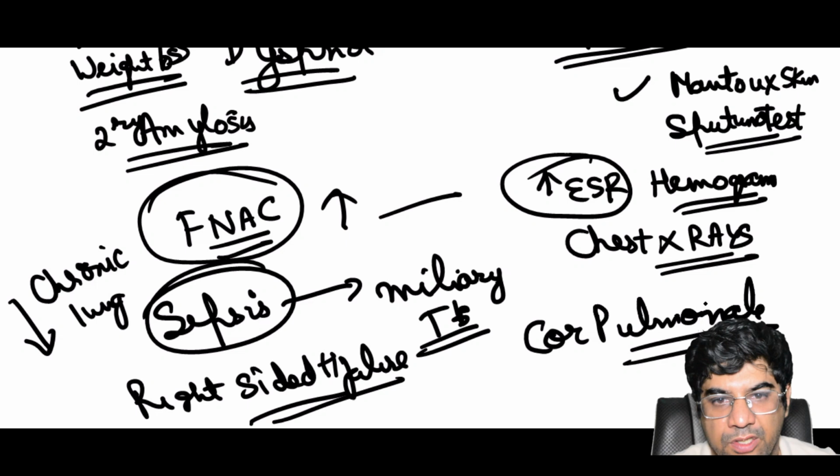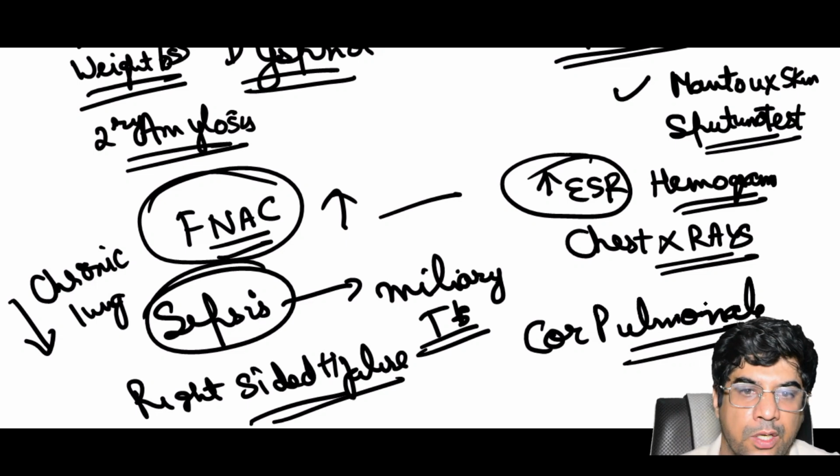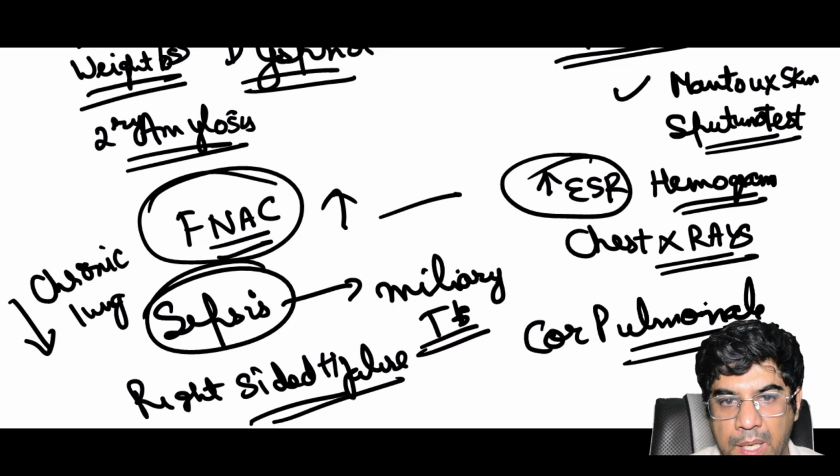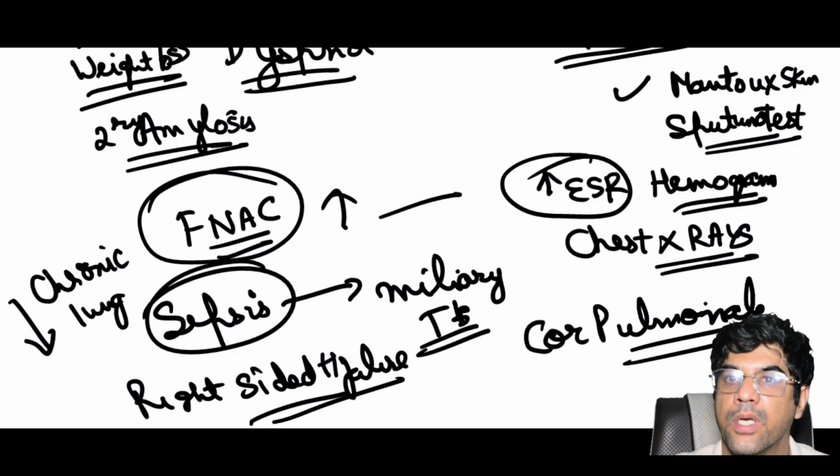So what are some causes of death in pulmonary tuberculosis? It could be pulmonary insufficiency, pulmonary hemorrhage, sepsis, cor pulmonale, or secondary amyloidosis. So this was all about tuberculosis.